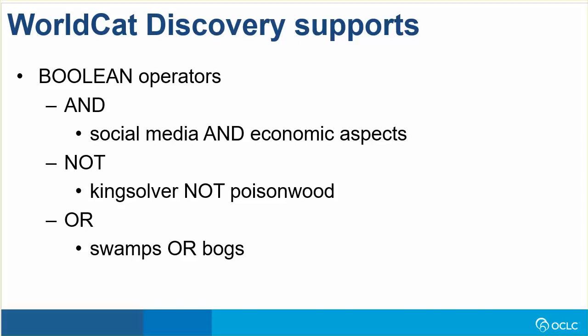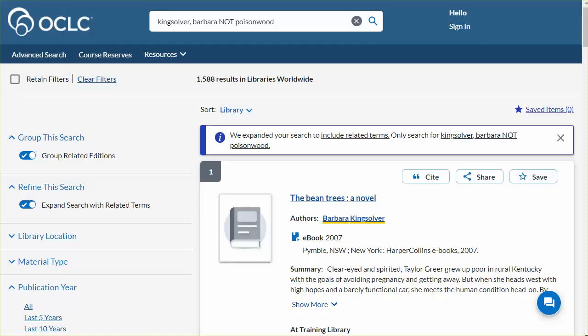The Boolean operator AND is understood between search terms, as was just demonstrated. WorldCat Discovery also supports OR and NOT within searches. Enter these operators in all capital letters. That ensures the operators are identified as such and not ignored as common words. These are results from a search that used the NOT operator.